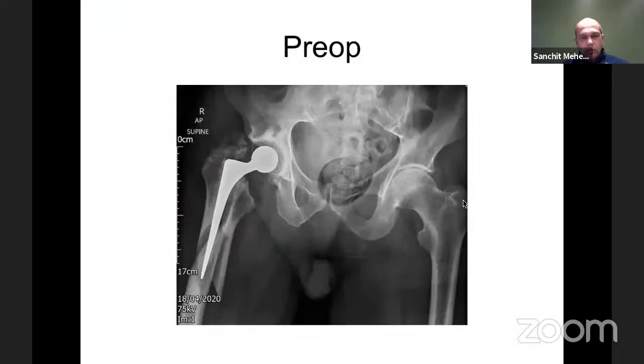Further x-rays of the same. So again, cemented stems. You will see that a significant part of my practice is cemented stems, and that's what we do in Bristol in most cases. And that's why most of our periprosthetic fractures tend to be in cemented stems.